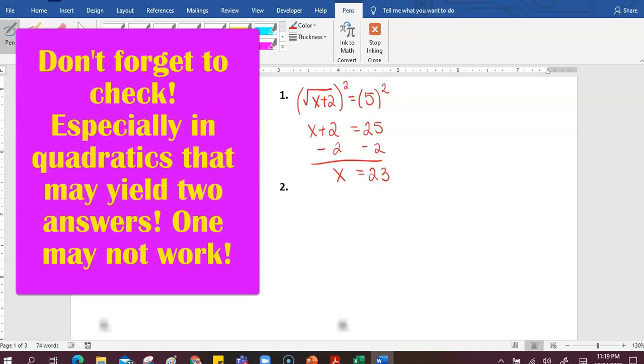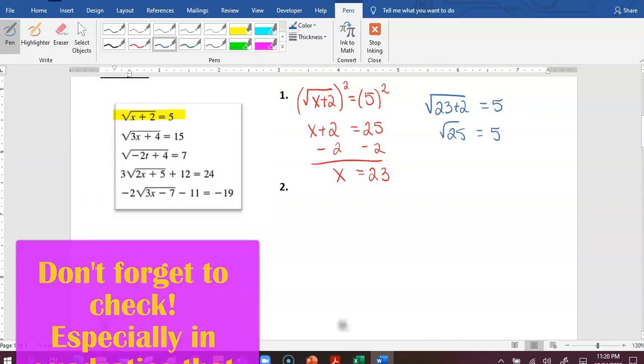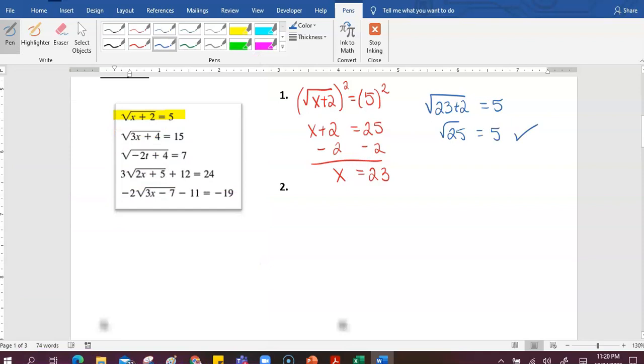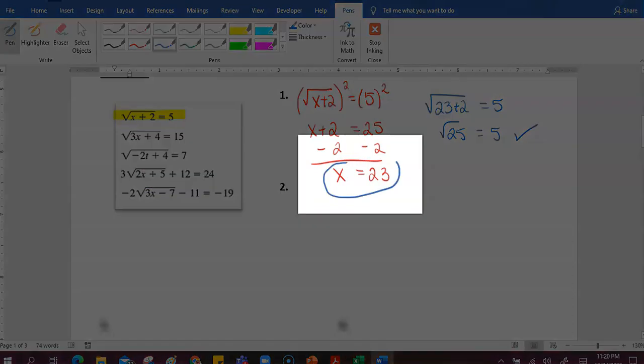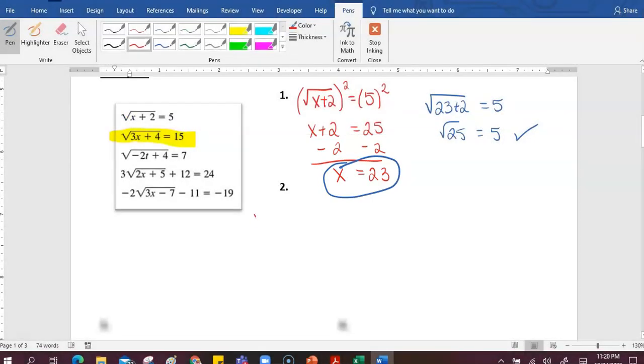We do have to check these, and when doing a check, you can either just do it by hand, or you can throw it into the calculator, and you're always looking for, does it check out? And if it does check out, then you're good with that answer, and you have your final answer. Okay, let's head to number 2.